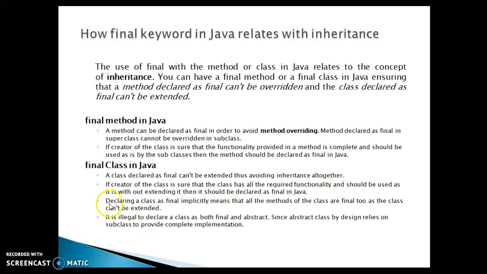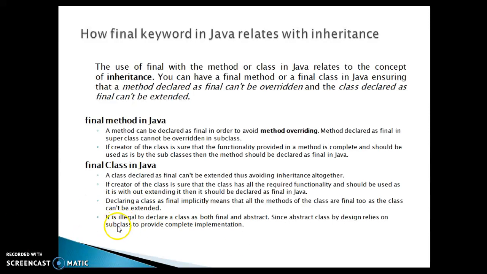Now next point, declaring a class as final implicitly means that all the methods of the class are final too, as the class can't be extended, right? So if you declare a class itself final, it means you cannot override any of the methods because you cannot extend it. So implicitly all the methods in a final class are final themselves, right?